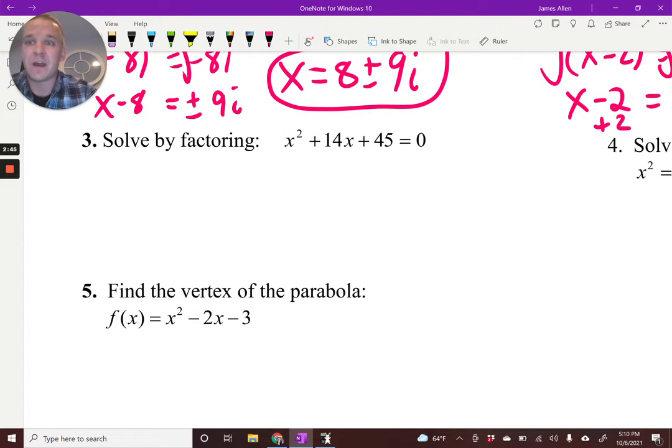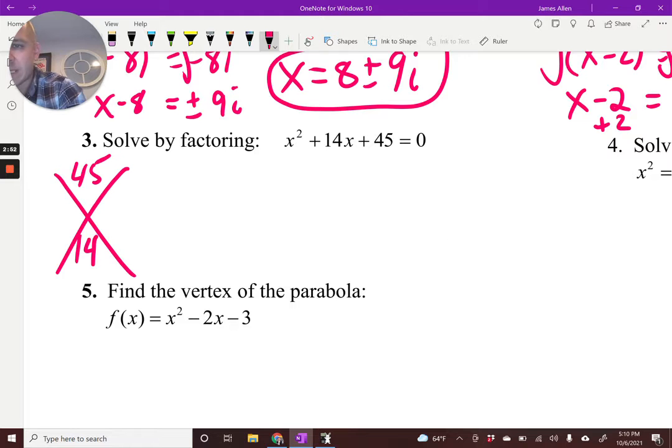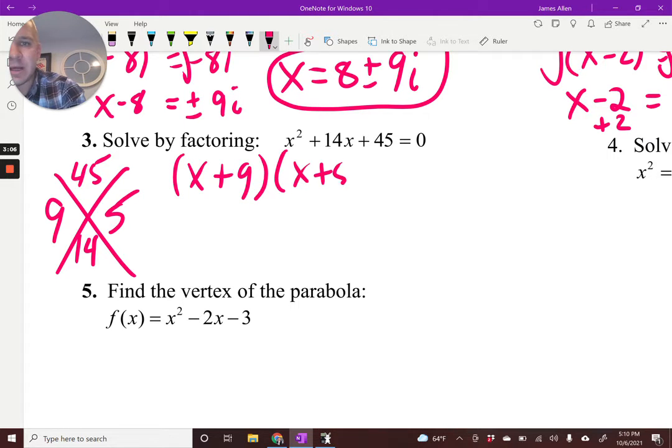All right, solve by factoring. We love factoring. My favorite. So what multiplies to 45 and adds to 14? Well, off the top of my head, how about 9 and 5? So 9, 5. That multiplies to 45. Multiplying by 9s were my favorite in elementary school. And then we're going to add those two together to get 14. So I'm going to have x plus 9, x plus 5 equals 0.